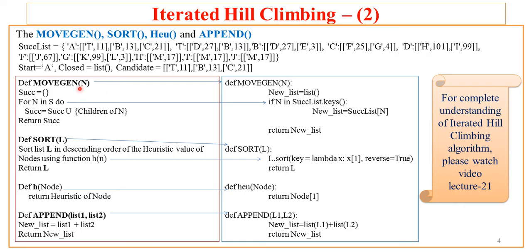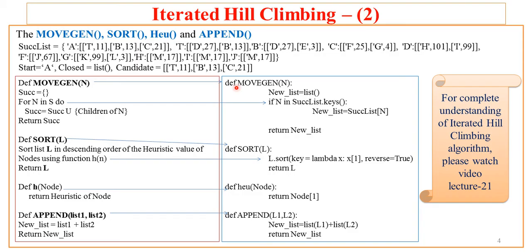Now the moveGen function is a very simple function. It takes the node of which the child nodes are to be found. So it first searches the given node in the list of successors, and if that node is present, then it extracts the children of that particular node and returns them in terms of the successor list. So that is implemented in a very straightforward manner here.